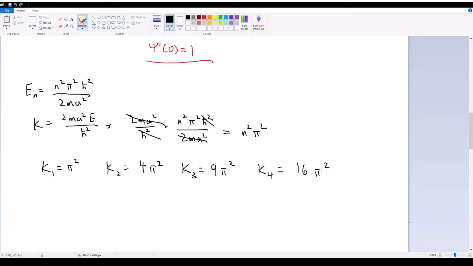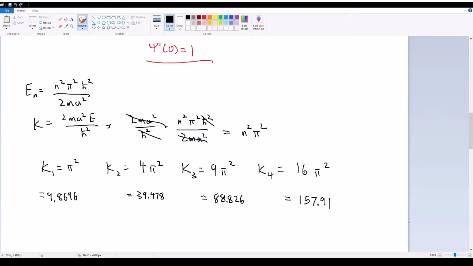And, up to 5 significant figures, these values are going to be 9.8696, 39.478, 88.826, and 157.91.